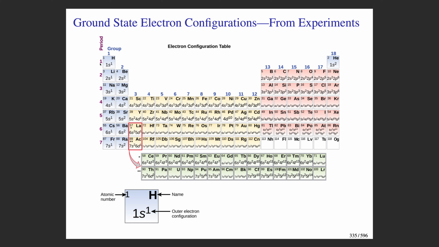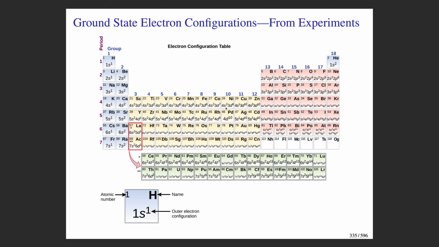So the ground state configuration of a hydrogen atom is 1s1. For a helium atom, which has 2 electrons, it's 1s2. 2s1 for lithium. This is the valence electrons. Note that the core electrons within lithium are equivalent or isoelectronic with the helium atom.